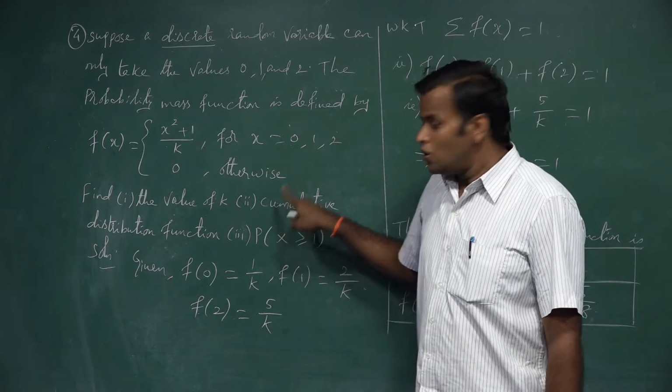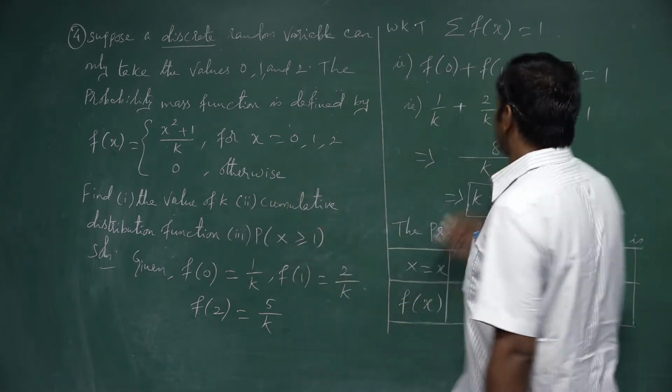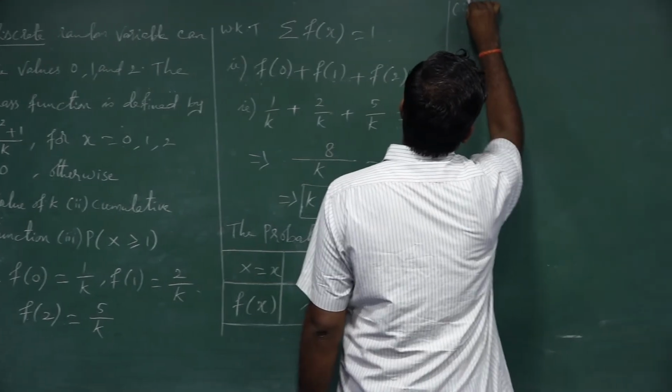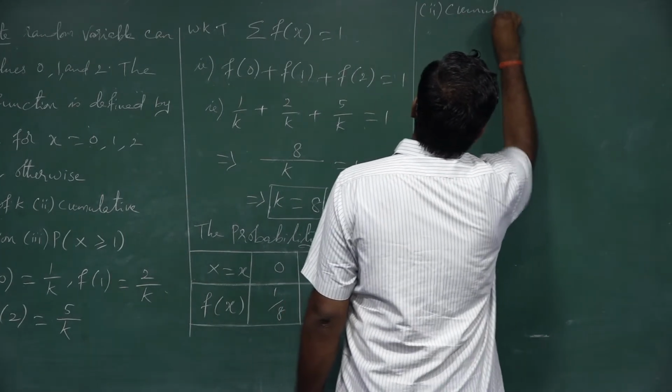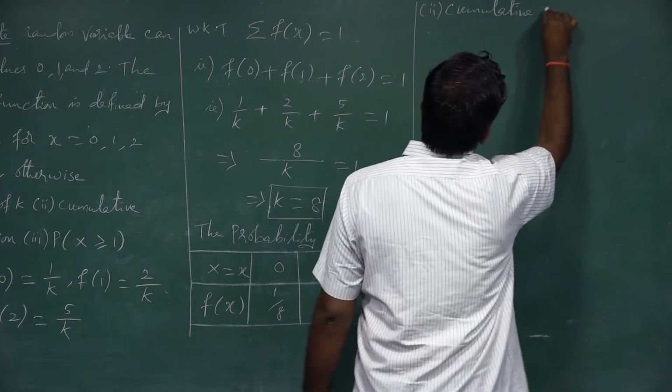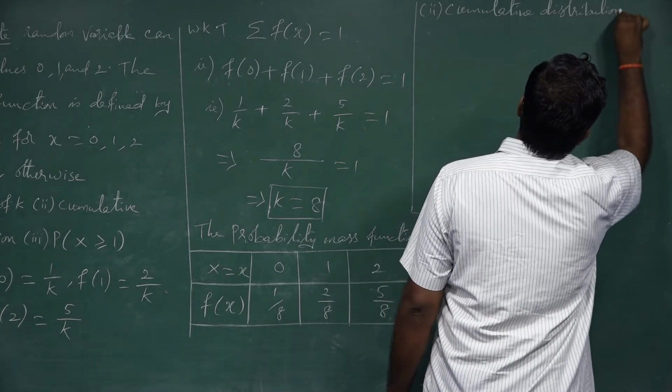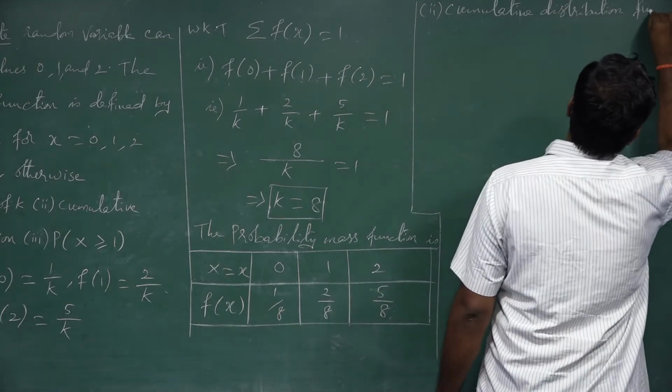Now we move to the second one. What is the second one? The cumulative distribution function. Now to find the cumulative distribution function, I put the heading: cumulative distribution function.